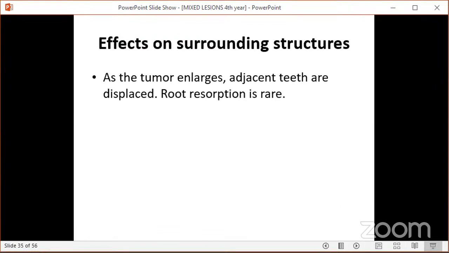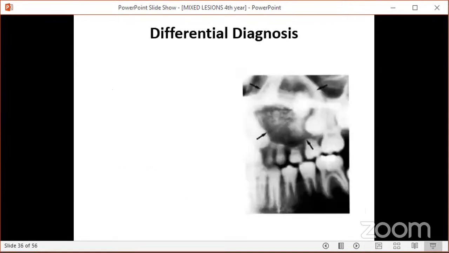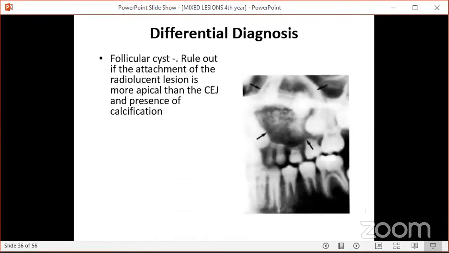What are the effects to the surrounding structures? So as the tumor enlarges, the adjacent teeth are displaced, like we've seen, and then root resorption is rare. Then this may inhibit the eruption of the involved teeth, like the premolars that we have seen in the previous image. Then it causes expansion of the jaw, but normally the outer cortex will be maintained, so it does not really perforate the cortex.